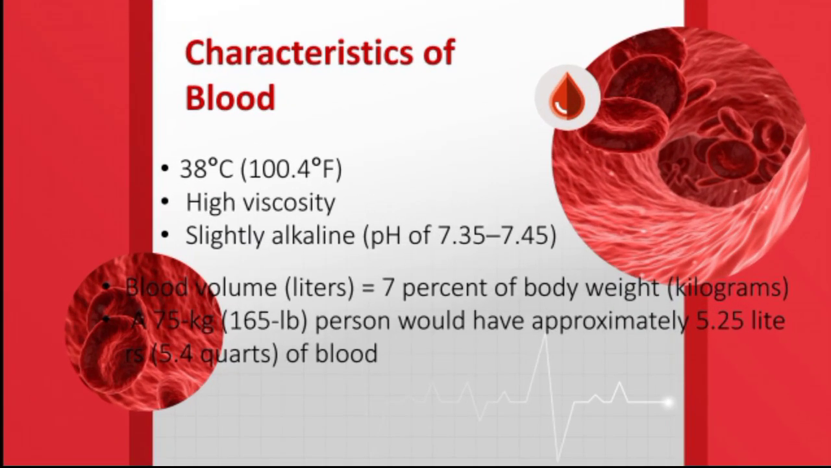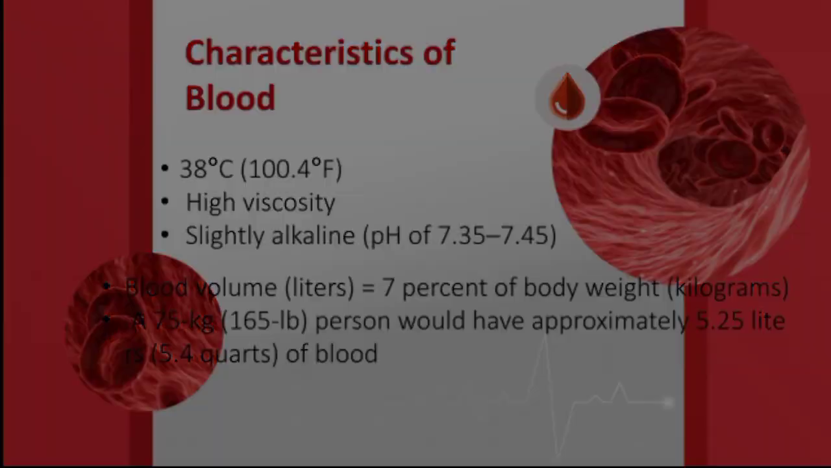Characteristics of blood. It has a temperature of 38 degrees Celsius or 100.4 degrees Fahrenheit, and it has high viscosity and is slightly alkaline in the pH of 7.35 to 7.45. The blood volume in liters is 7% of body weight in kilograms, so a 75 kilogram or 165 pound person would have approximately 5.25 liters or 5.4 quarts of blood.